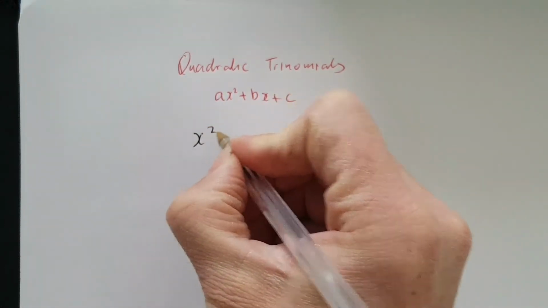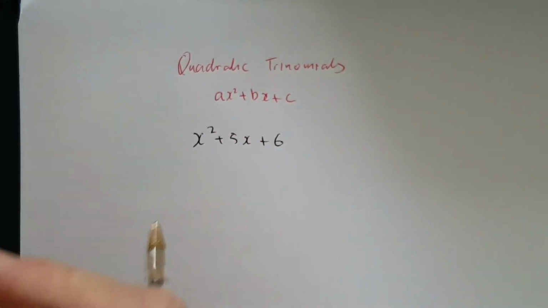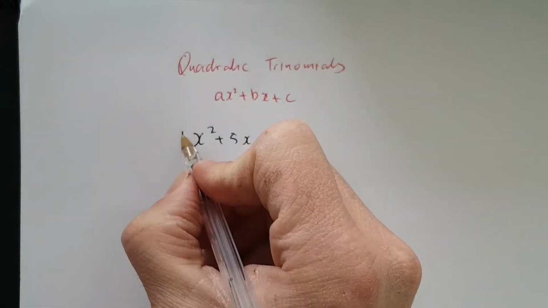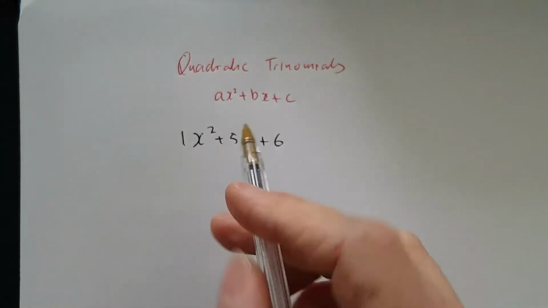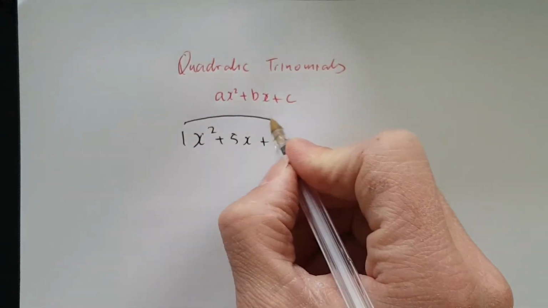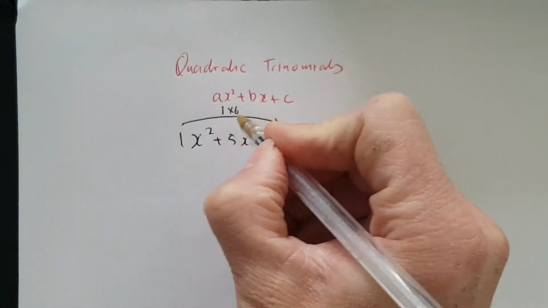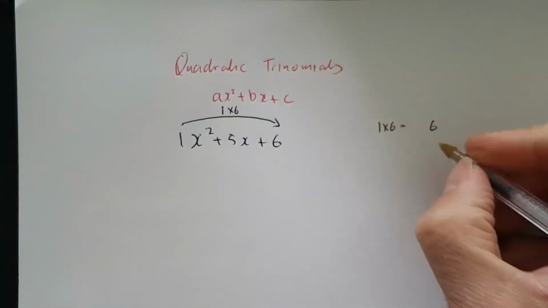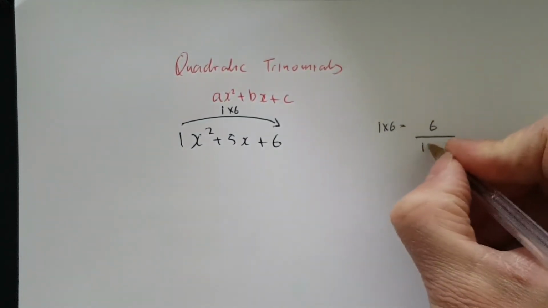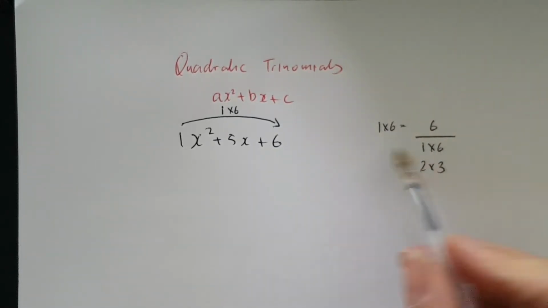Okay, so if we have x squared plus 5x plus 6 and I want to factorise this, so what multiplies by what to give x squared plus 5x plus 6? So if we imagine that the coefficient of x squared is 1, I want to find the guide number because we're going to use the guide number method which we used before. So 1 by 6 equals 6. So my guide number is 6. And the factors of 6 are 1 by 6 and 2 by 3. Now we want these factors to add up to give 5x.